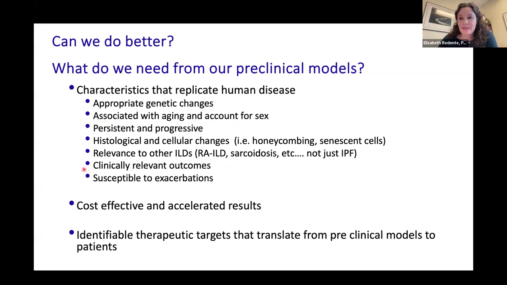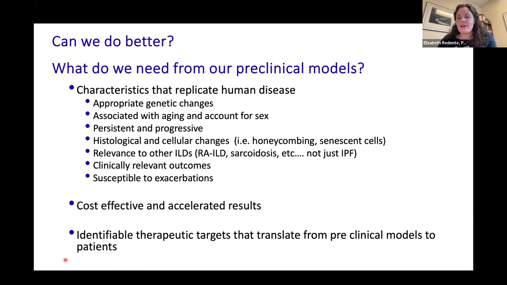Integration of clinically relevant outcomes, looking at lung physiology, looking at small animal imaging or biomarkers. And I think an area that definitely could use some extra work is the idea of susceptibility to exacerbations. For our preclinical models, we want them to be cost effective and have accelerated results, of course. And hopefully this will lead to identifiable therapeutic targets that better translate from our preclinical models into patients.